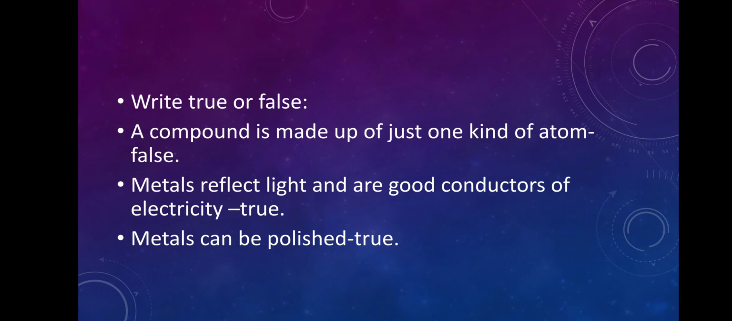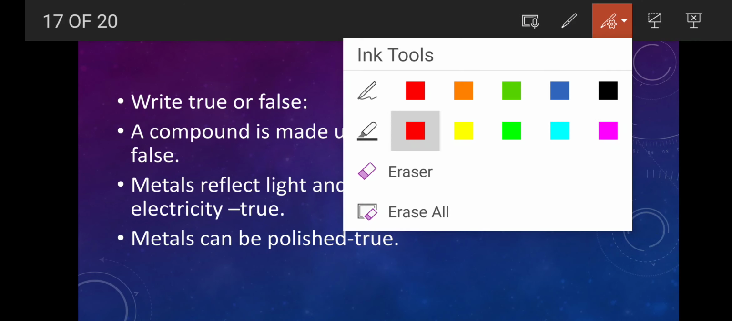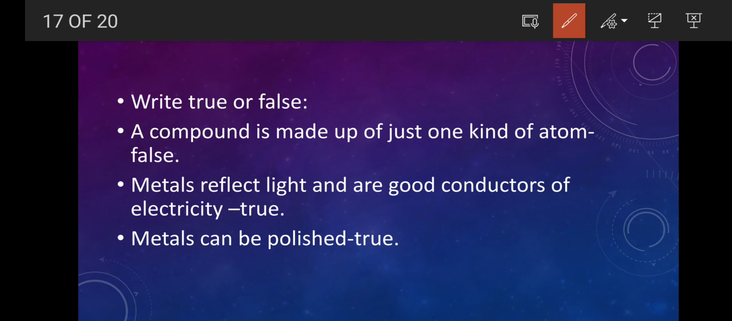Okay. Now the next questions are true or false. A compound is made up of just one kind of atom. True or false? This one is false. Clear? Not only one kind, different kinds of atoms. Like when we talk about HCl, in HCl, hydrogen is present and chlorine is also present.